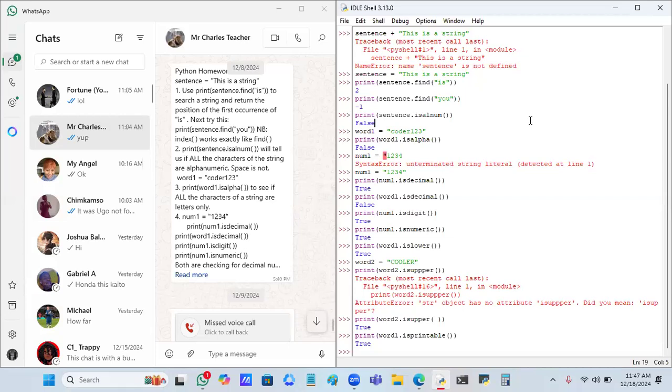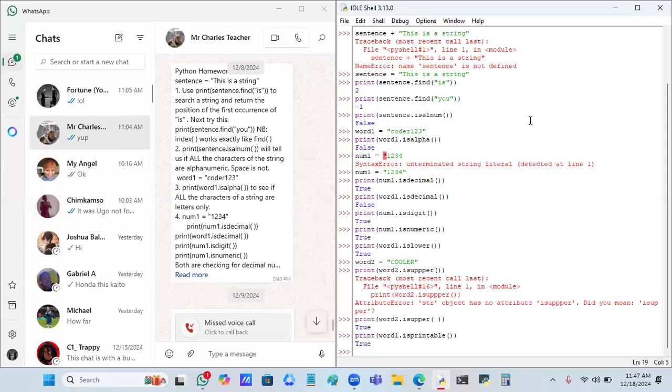So if you look at the example that you did, look at num1. When you called is decimal on it, did you notice something? All these ones that have is in front of them, they don't take any argument. They just tag along. Dot is this, dot is that. Okay, and then they return true or false. So this one is dot is decimal. When you call dot is decimal on num1, it returns true.